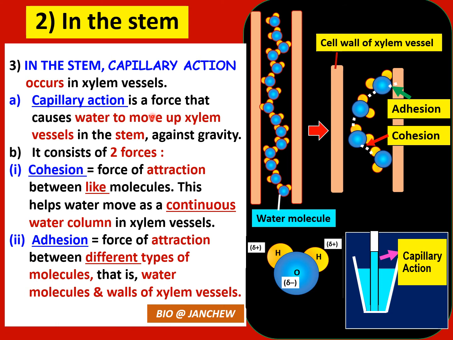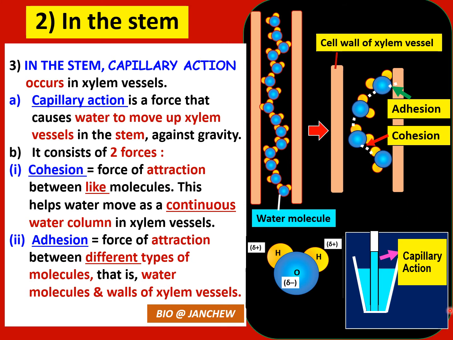So there are two other forces involved in the transport of water up the xylem vessels. The first one is capillary action, which occurs in the xylem vessels, and the second one is transpirational pull, which we will talk about later. Now, let's talk about capillary action. Capillary action occurs in the xylem vessels of the stem, and it is a force that causes water to move up the xylem vessels in the stem against gravity.